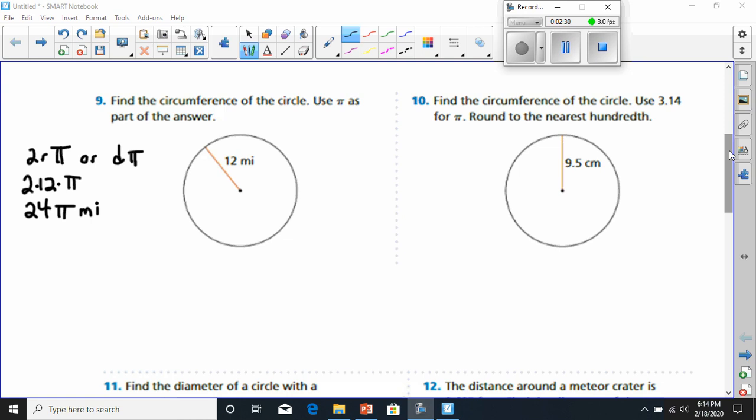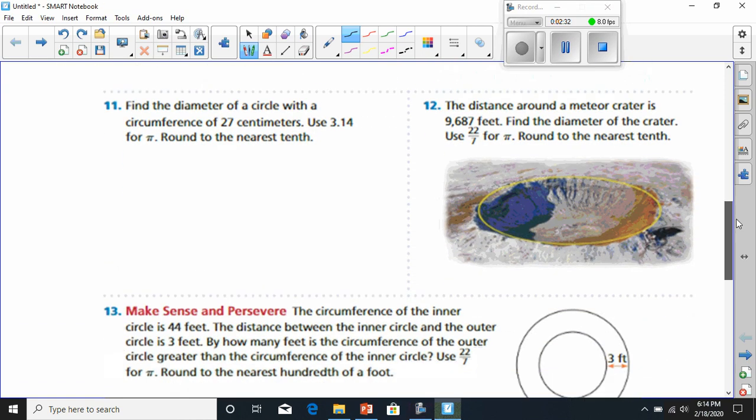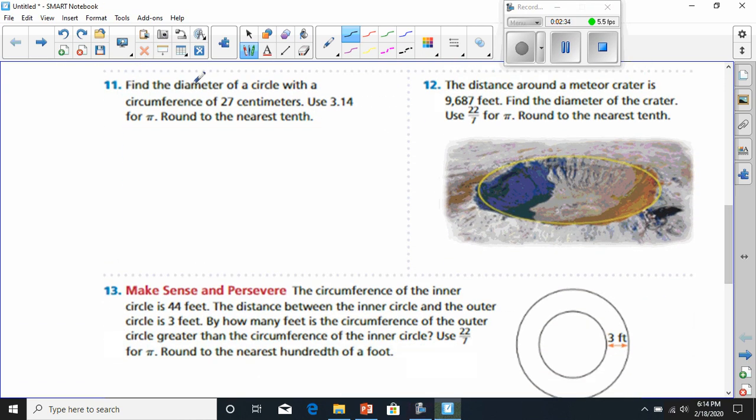All right, let's move on down to number 11. It says find the diameter of a circle with a circumference of 27 centimeters. Use 3.14 for pi, round to the nearest tenth. This time they want the diameter, and they've given us the circumference.